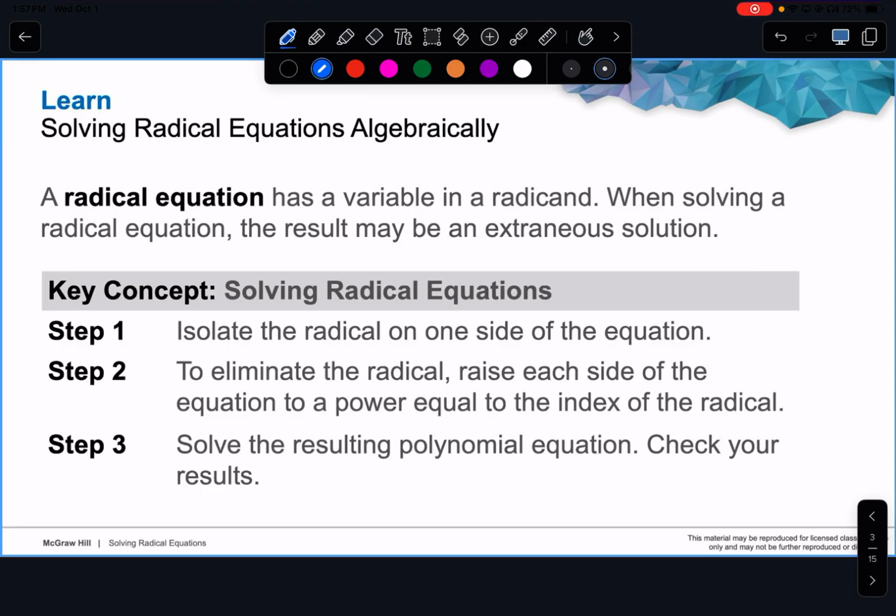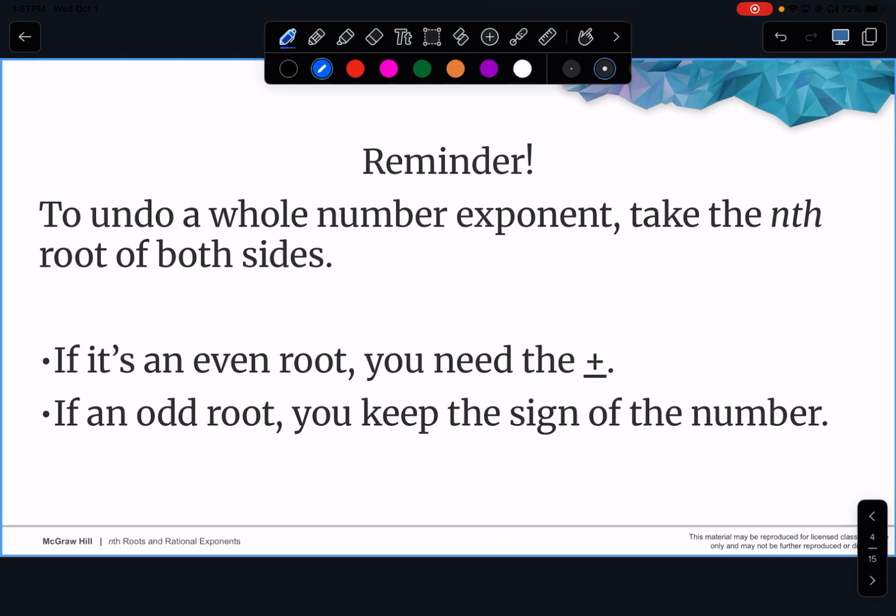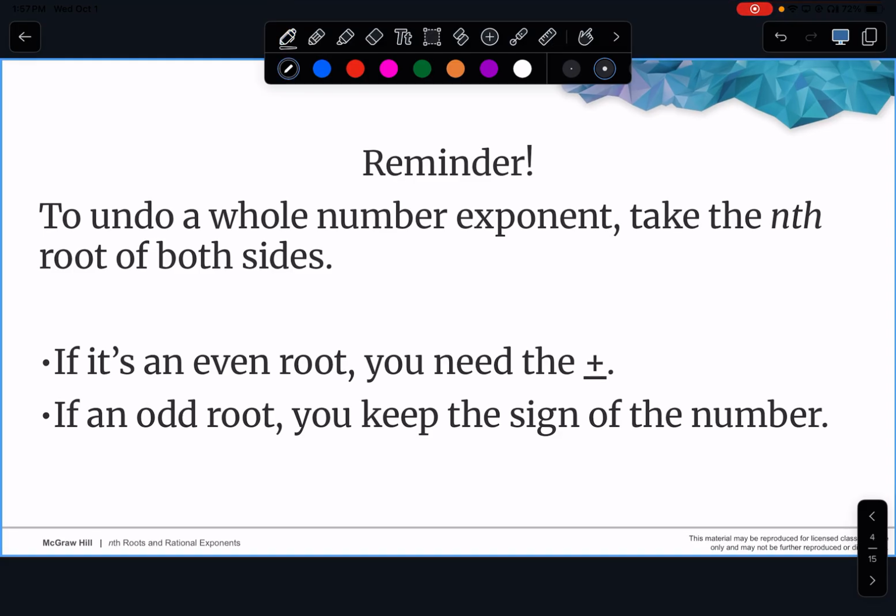Okay, so to undo a whole number exponent, we're going to take the nth root of both sides. So that's what we just talked about. If it's an even root, we need to have a plus or minus. I'm going to give you an example of that in a minute. If it's an odd root, you keep the sign. All right, so an example here is if it's an even root.